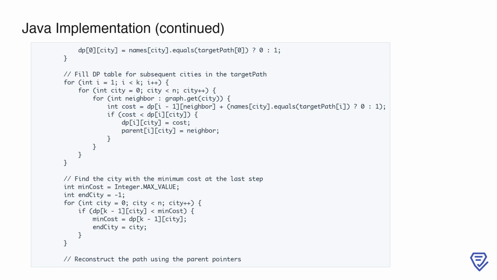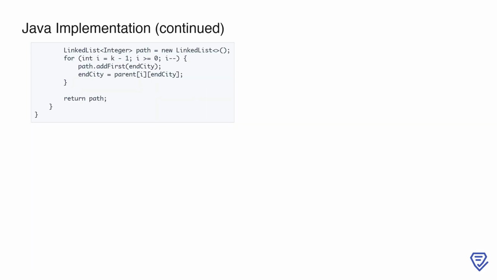With the minimum cost and endpoint identified, we are ready to reconstruct the path. To reconstruct the path, we use the parent pointers stored during the dynamic programming process. Starting from the endpoint city identified in the previous step, we trace back through the parent array to build the path in reverse order. For each step in the target path, we add the current city to the front of a linked list, then update the current city to its parent. This process continues until we reach the first step of the path.